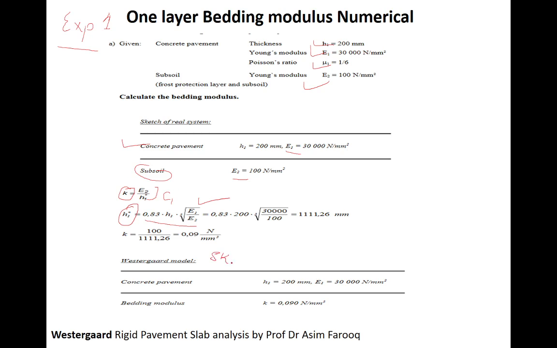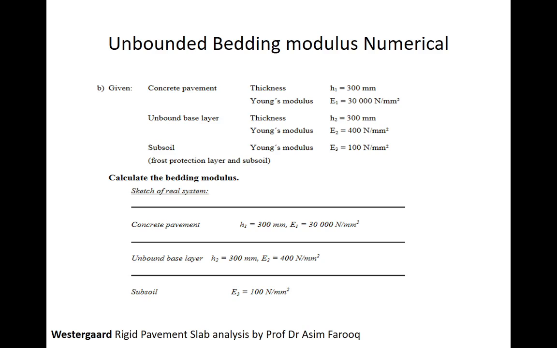Okay, so in that specific condition we have 0.09 for the bedding modulus. If someone tells you that you also need to draw the model for the Westergaard as well, the same sketch should be repeated and revised, but at the end you just need to mention that the bedding modulus K at the subsoil is 0.09. You must mention it. This is the second condition, when we have the two unbounded layer system.